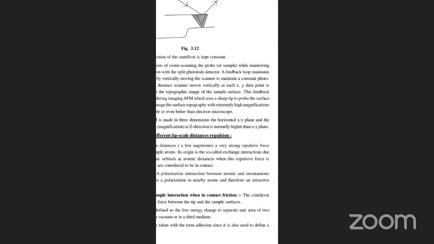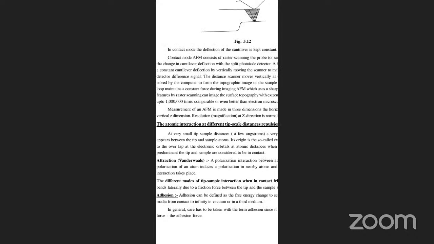The XY data point is the detector difference signal. The scanner moves vertically, and the Z distance at each XY data point is stored by the computer to form the topographic image of the sample. This feedback loop maintains a constant force during imaging.